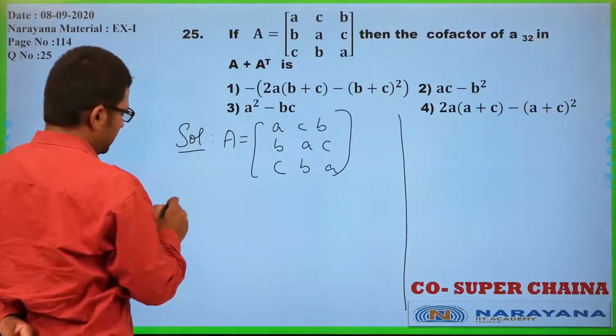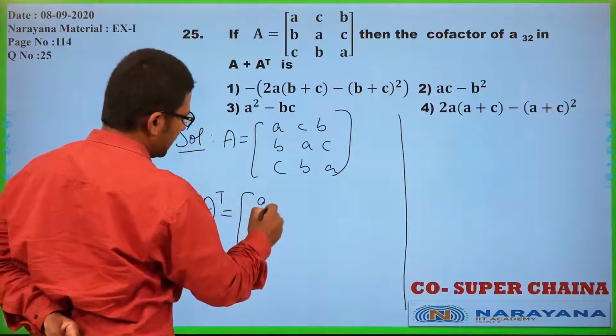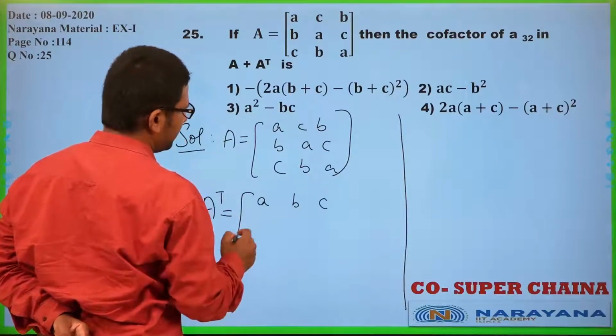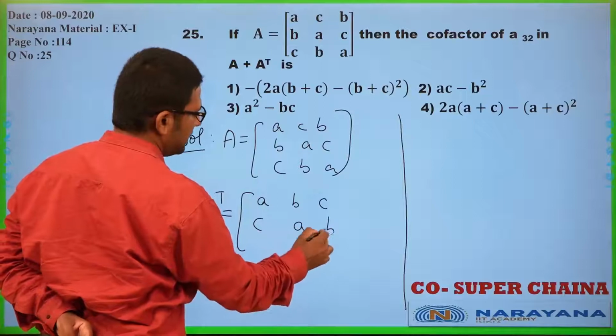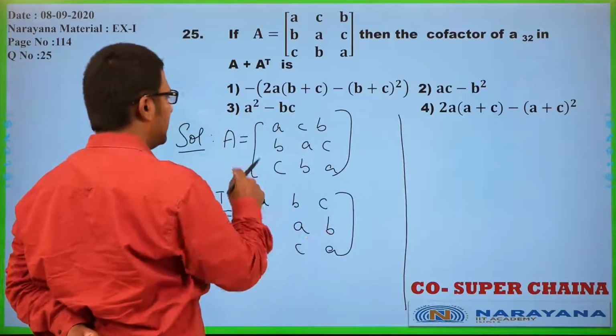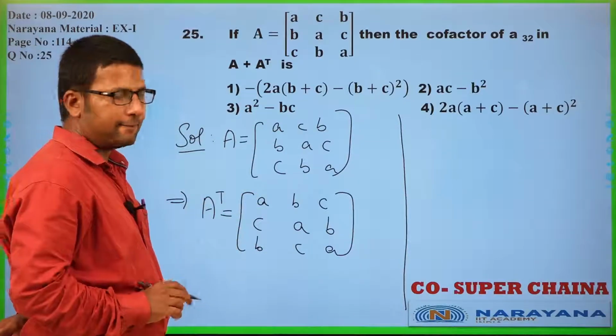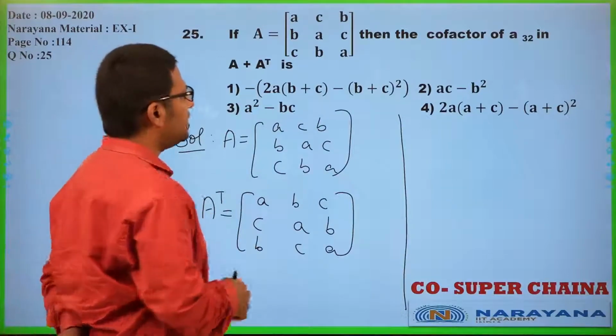Okay. Which means A transpose would be ABC, CAB, BCA. Right? I have written the columns as rows. Okay. So A and A transpose.